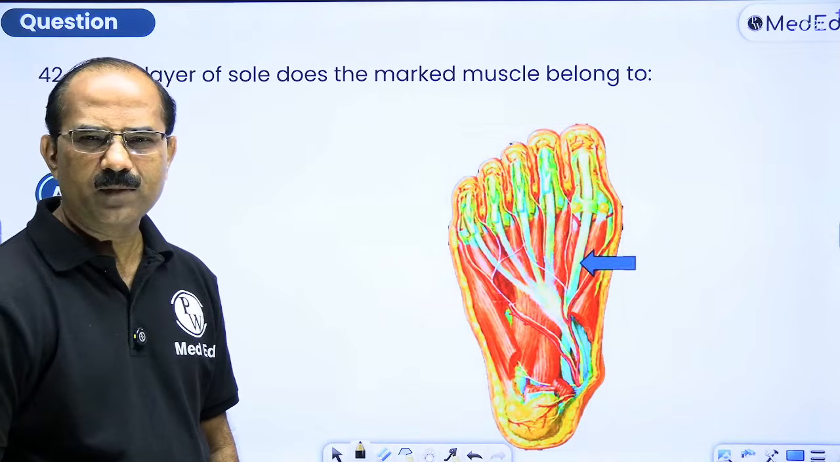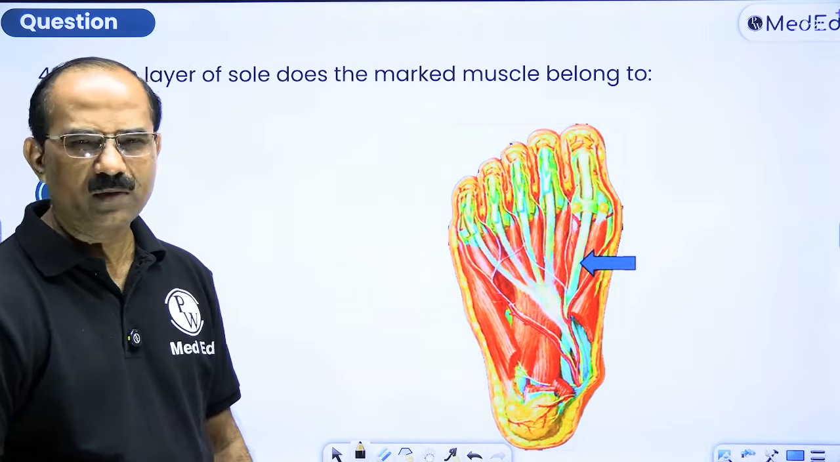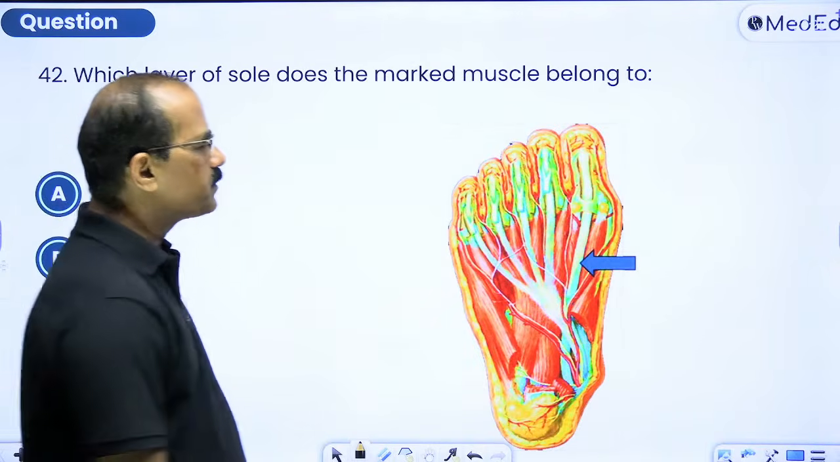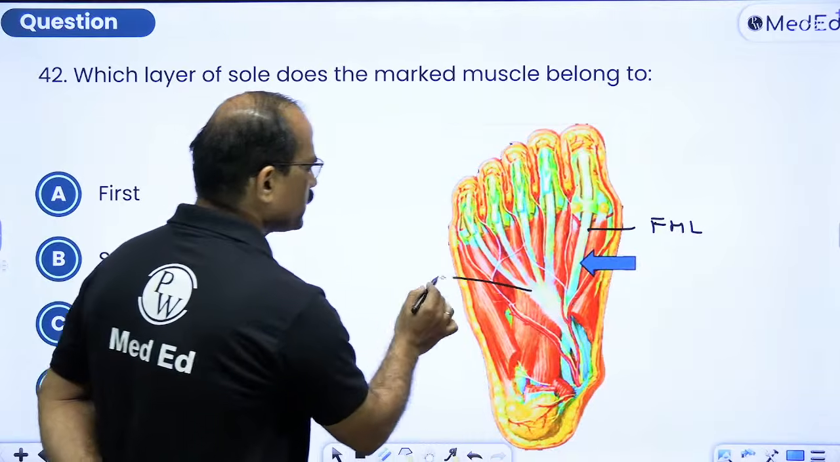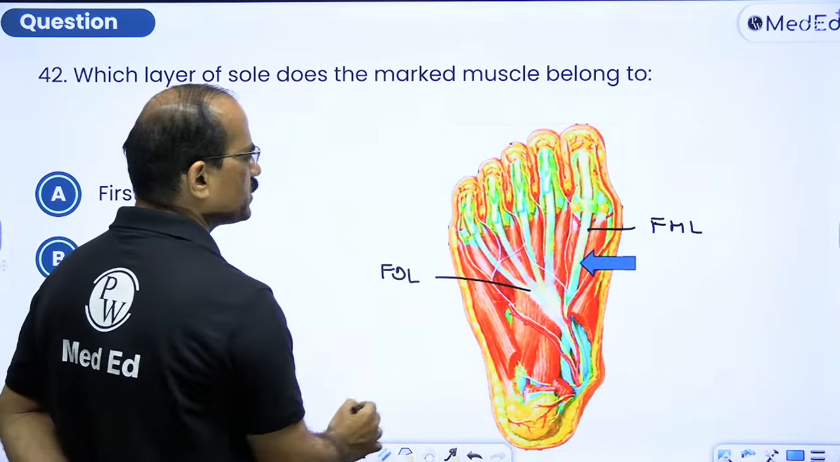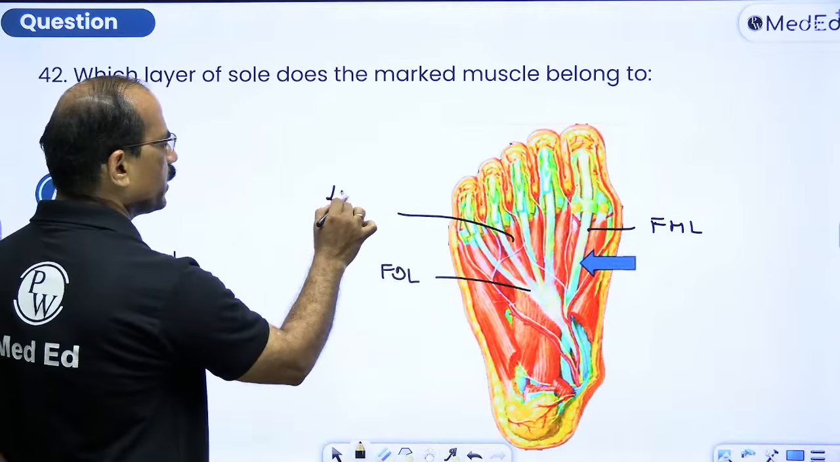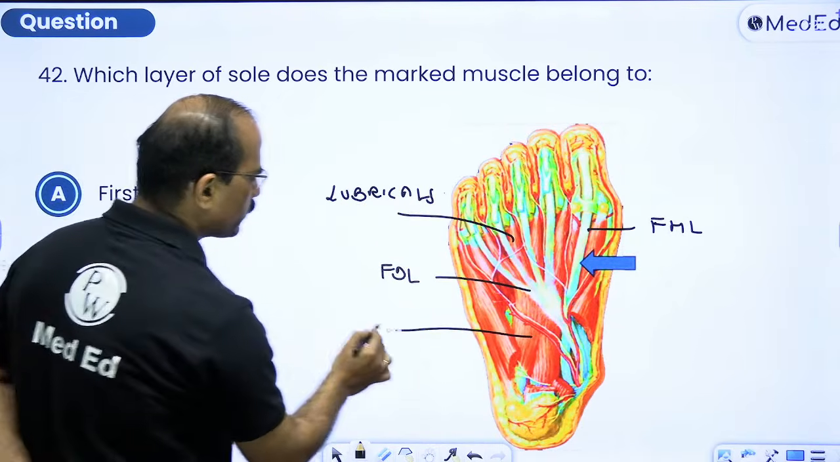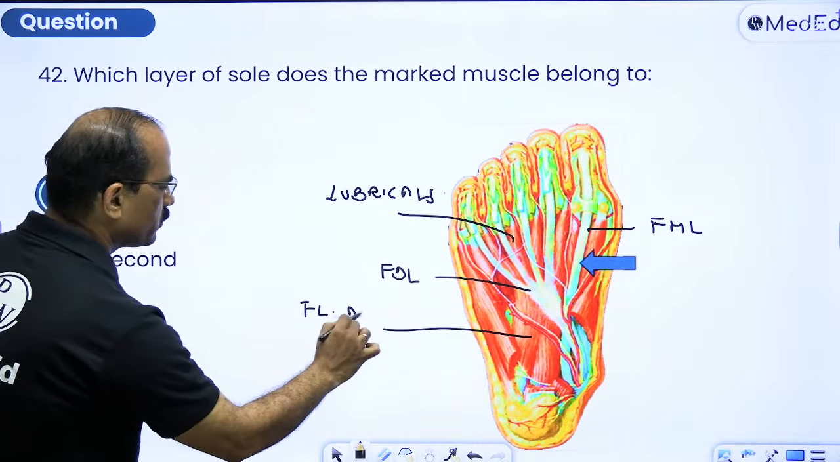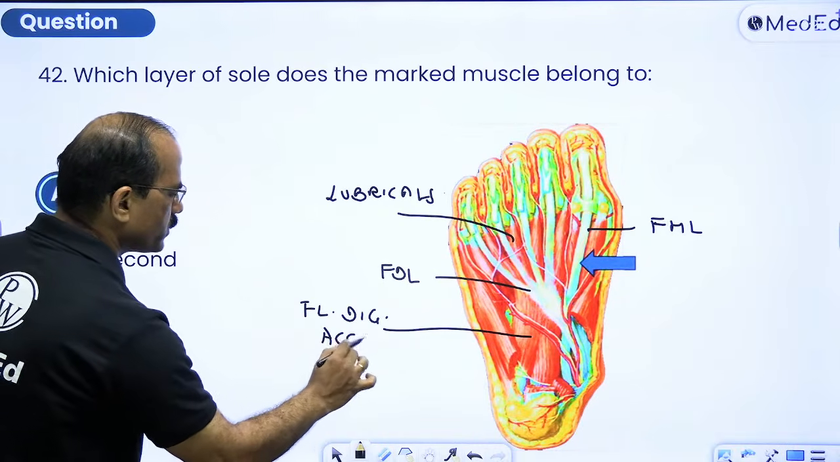Layers of the sole, do you know? If you want, you tell me. Otherwise, you tell me what is this muscle? Who is this muscle? Flexor hallucis longus. This muscle is flexor digitorum longus. These are the lumbricals, and this is the flexor digitorum accessorius.